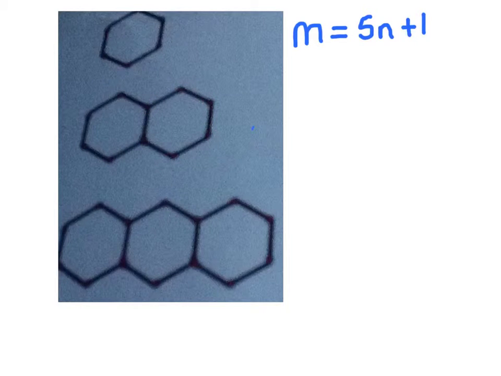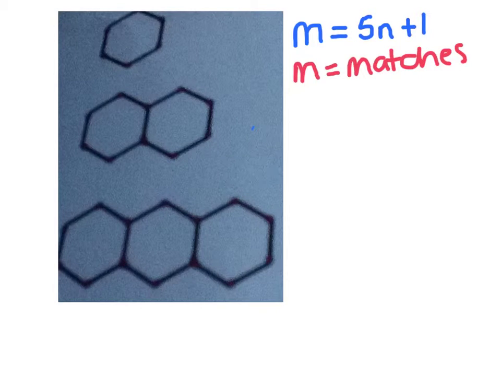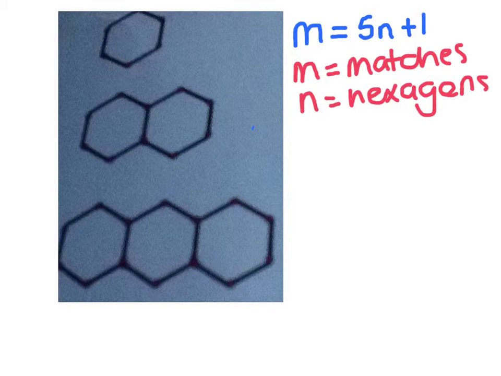and so on. Now, in this equation, M is going to equal the number of matches, right? And N is going to equal the number of hexagons. Alright, funny spelling there, but it's good. Okay, so what we're being asked to do is how many hexagons can be made from 41 matches. So we're trying to get 5n plus 1 equals, instead of m, 41 matches.